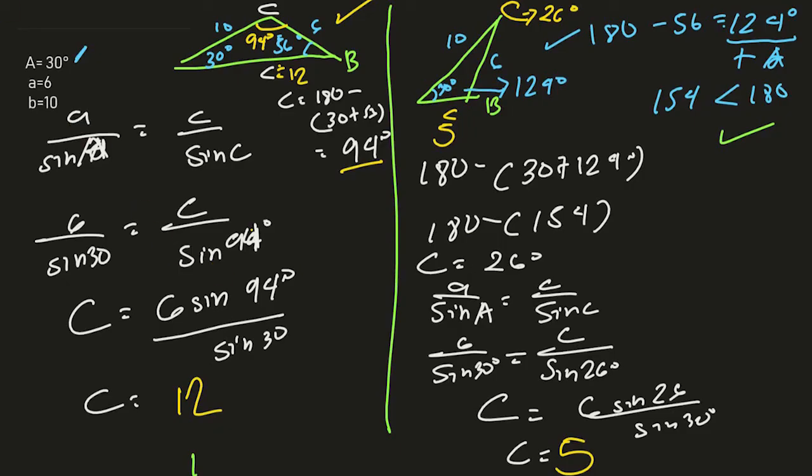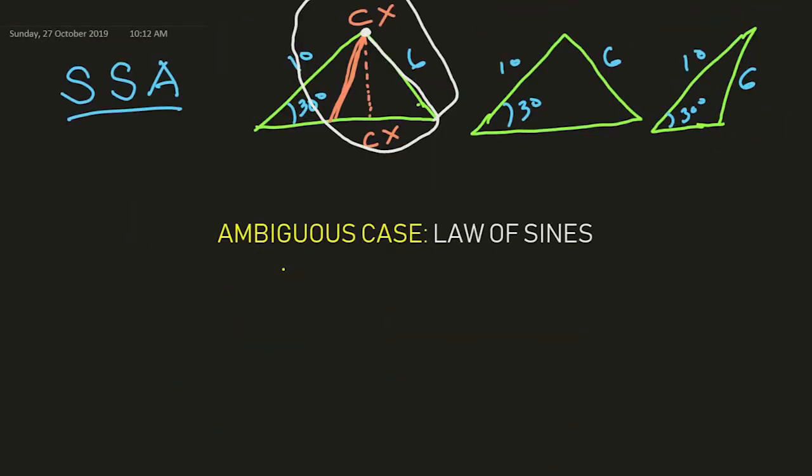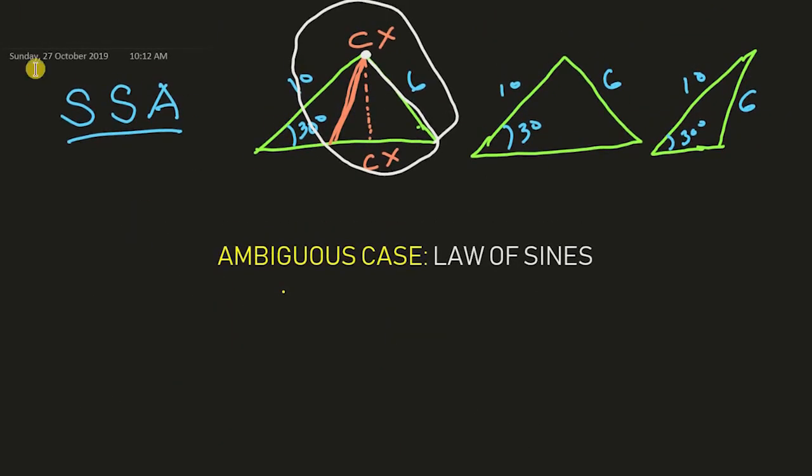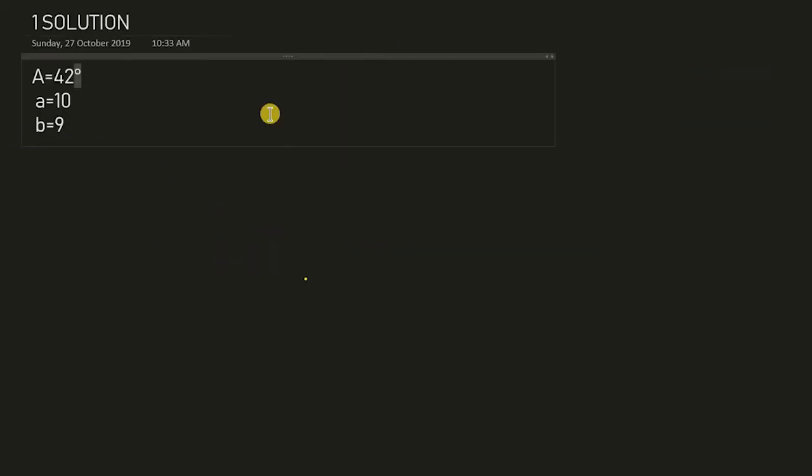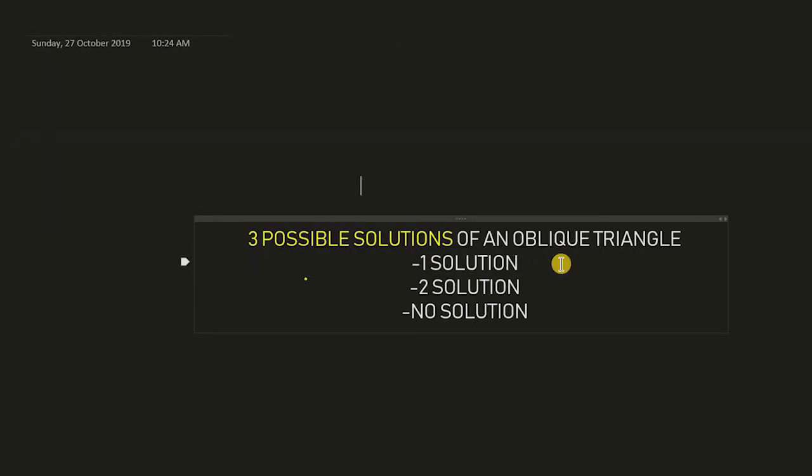So, guys, that's it for the ambiguous case. I hope you have understood our lesson. In our next video, I will show you the three possible solutions of an oblique triangle. First is when there is only one solution. Next is when there are two solutions, which is the ambiguous case. Or how we can know when the given information cannot form a triangle.